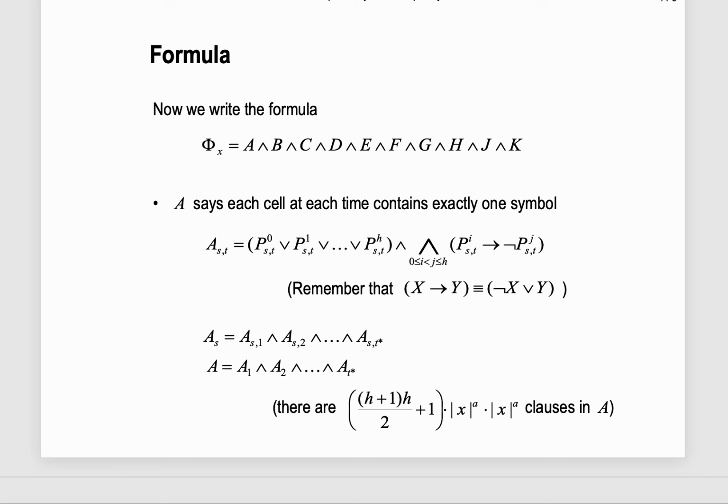Formula. Now, the formula for Cook's theorem can be described as below. A says each cell at a time t contains exactly one symbol. The formula and its particular variables and their descriptions are given below. This is the formula of Cook's theorem.